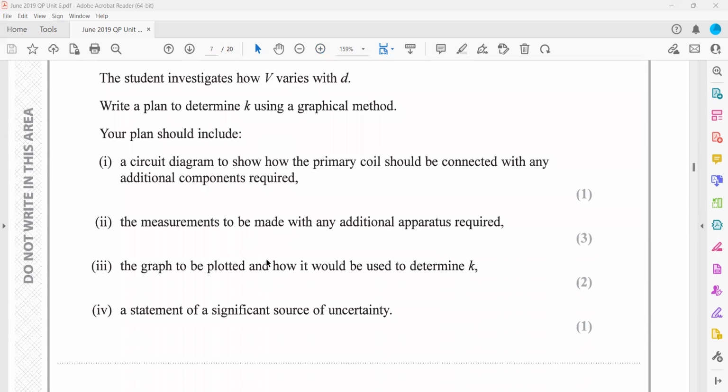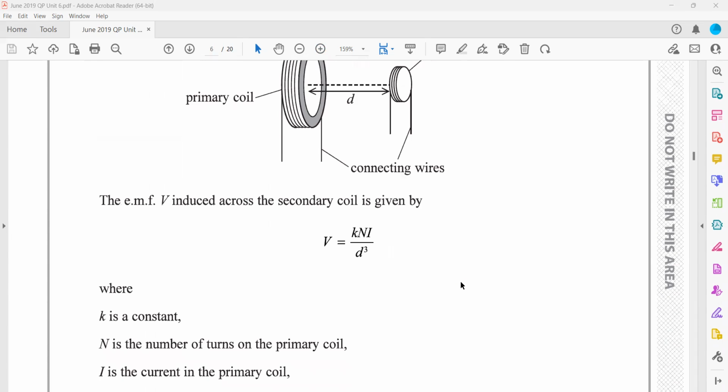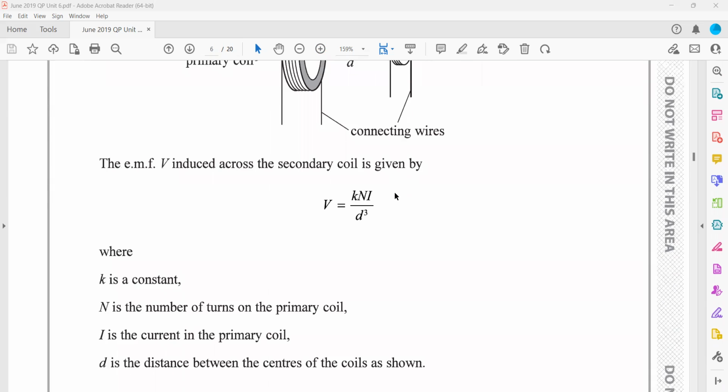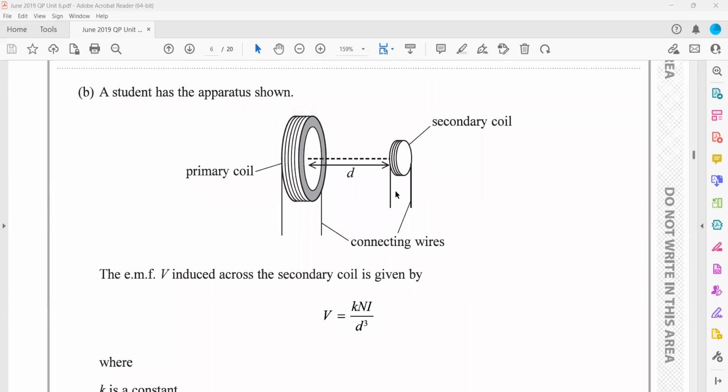The next part: measurements to be made with additional apparatus required. What measurements should we take? We are varying d, the distance, and V is the voltage induced. We need a meter rule or a meter scale to measure the distance between the two coils. In the secondary, we need a voltmeter to measure the voltage produced.